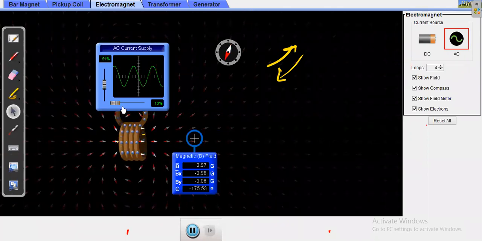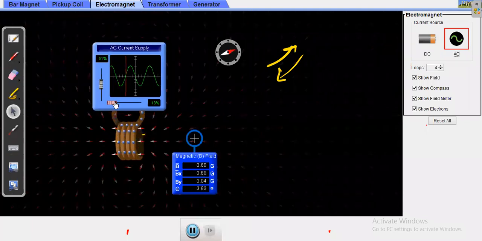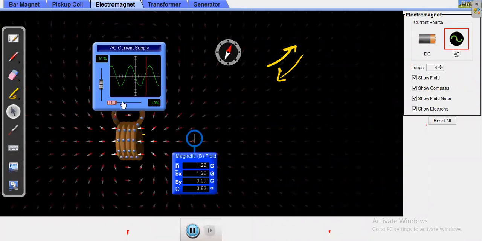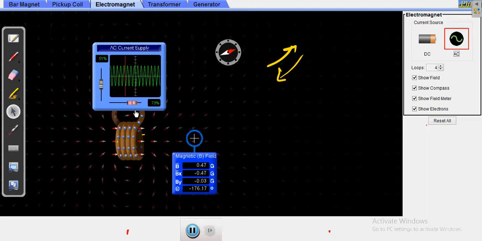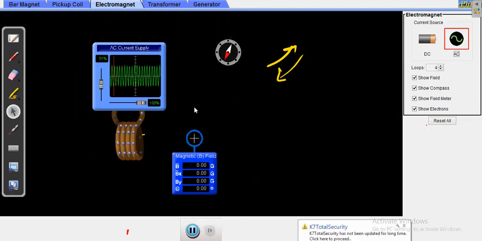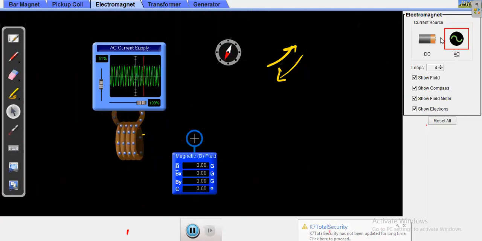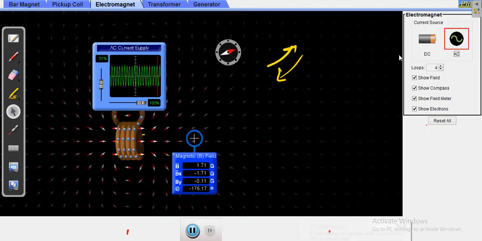When I give more time, it means less frequency. When I increase the frequency, the rate of change of direction also becomes very high. It is changing at a faster rate. That is the effect of AC.